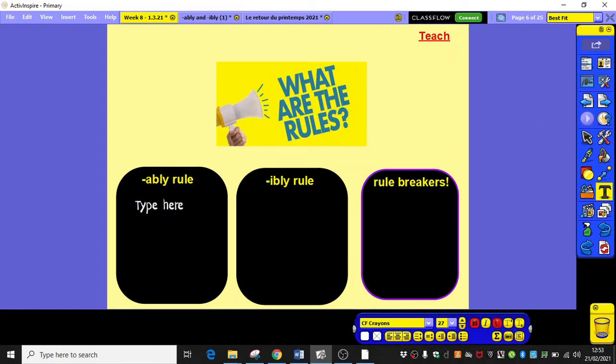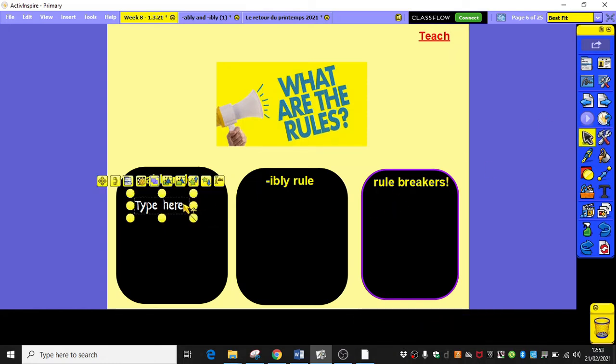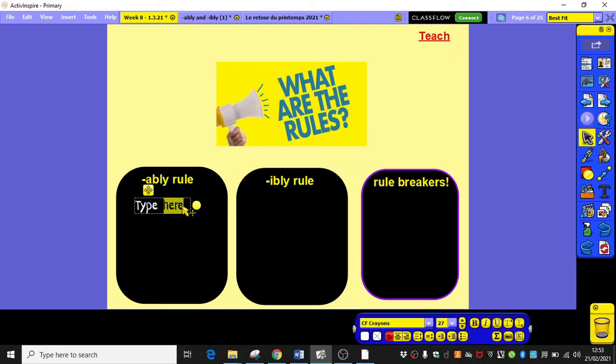So type here, I've started to do that. I've got nothing to type yet, but let's have a go. So what we have going on here is the ably rule: if it ends in an E, we drop the E before we add ably. Okay, that's one thing we spotted. There may be more than one thing.